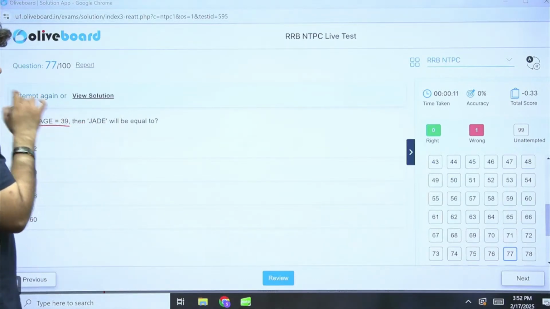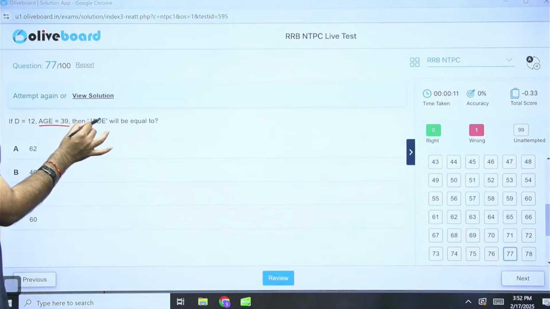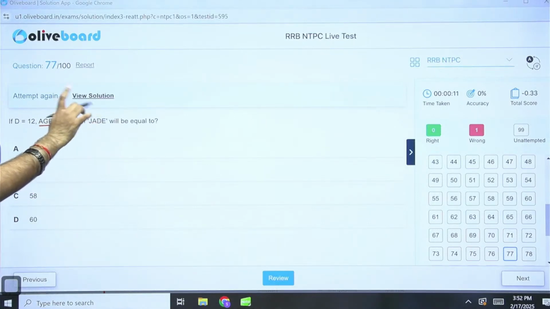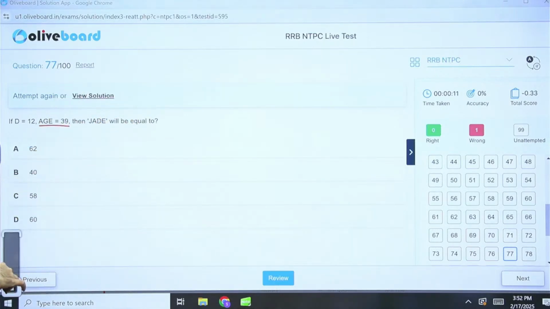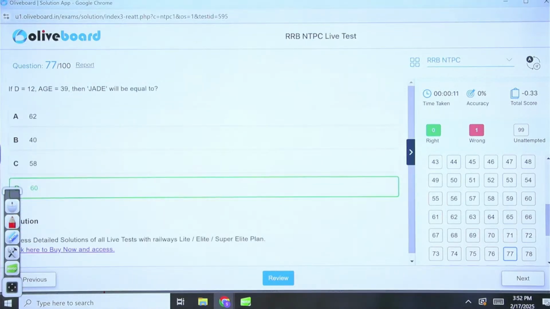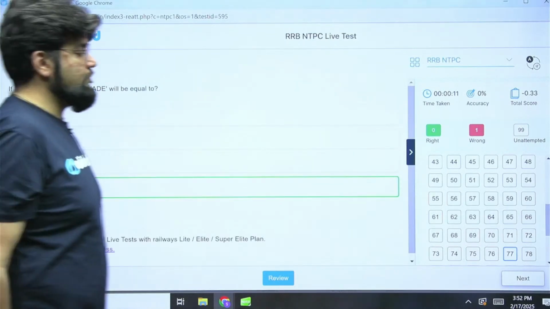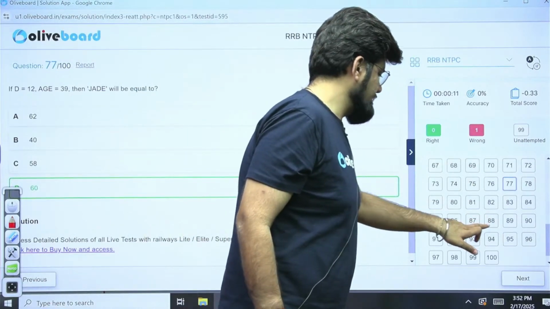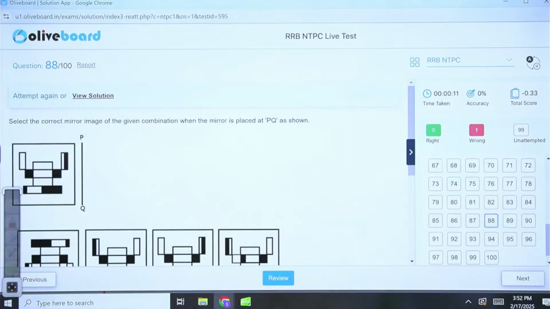So we have JADE. So this is 10, 1, 4, 5. 4, 5, 9, 1, 10, 10, 20. 20 into 3 is 60. Option D becomes your right answer. A lot of questions may not even need you to pick your pen, guys. But you need to practice it this way. That is when it is going to help you.